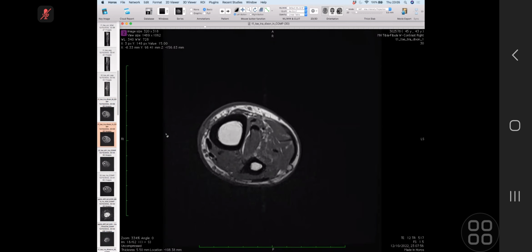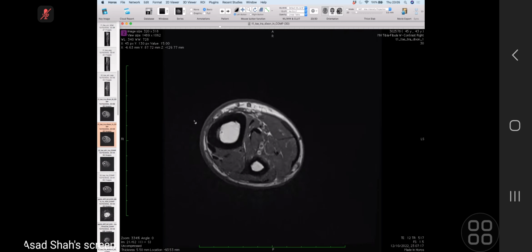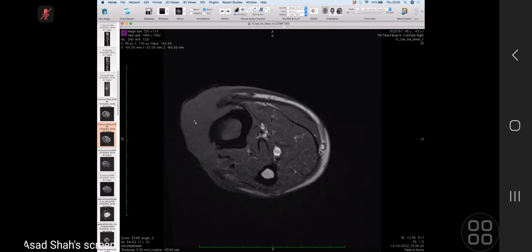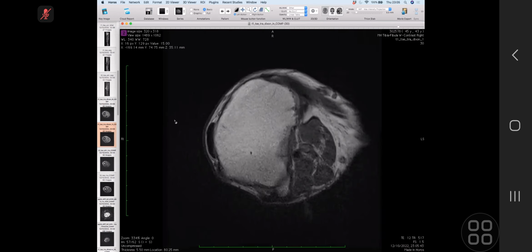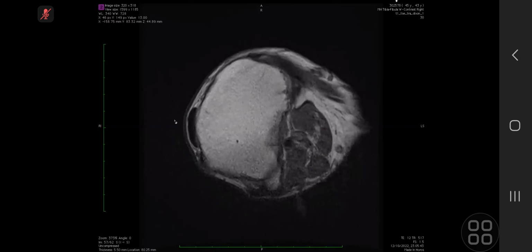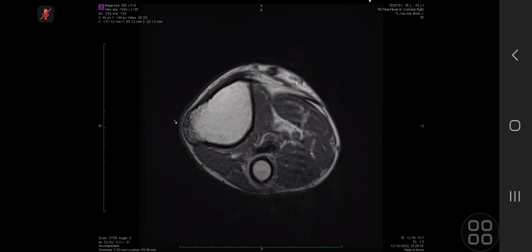Right. Okay. So that's a T1 axial. I'll scroll once again for you guys. So that's the tibial tuberosity. All right. So going distally now. Yes. There. All right. Okay.